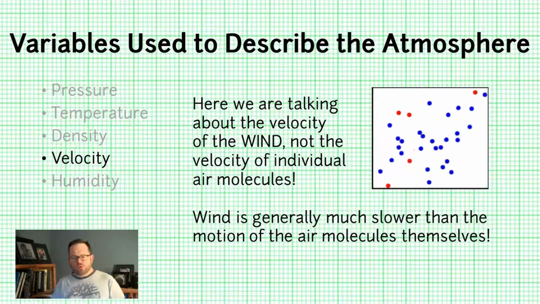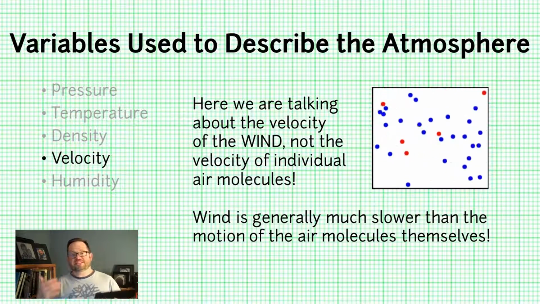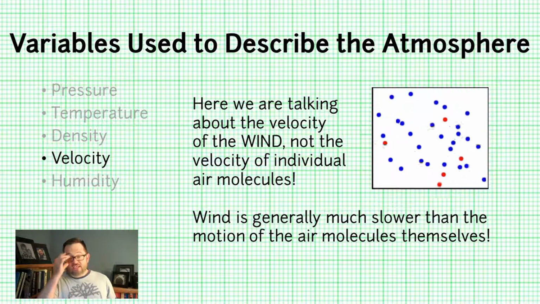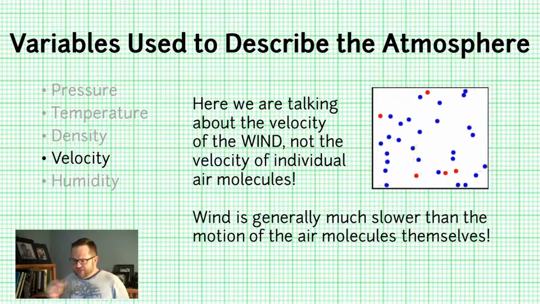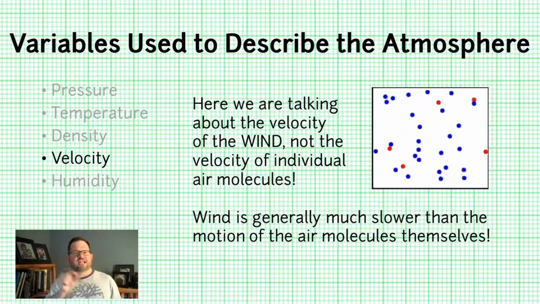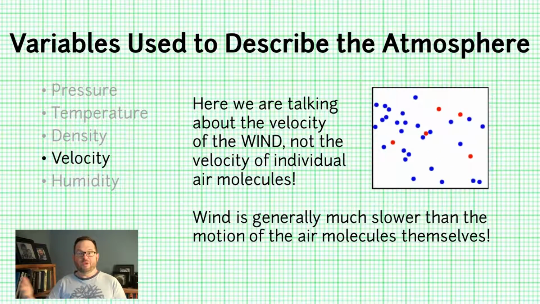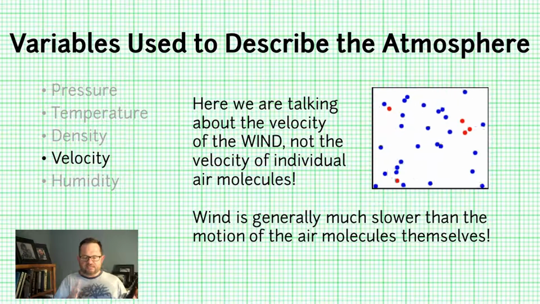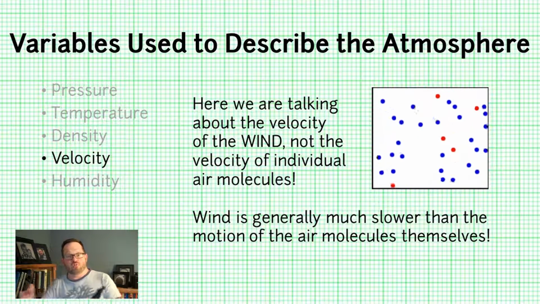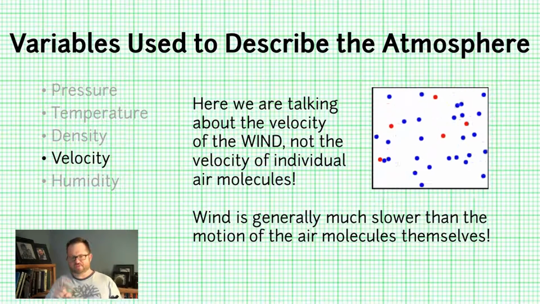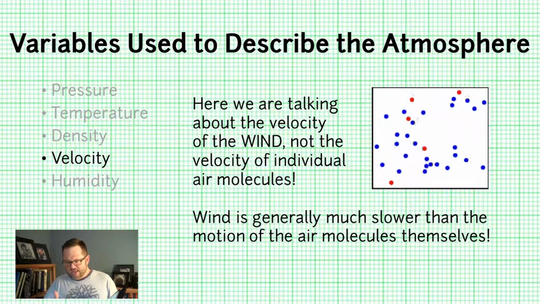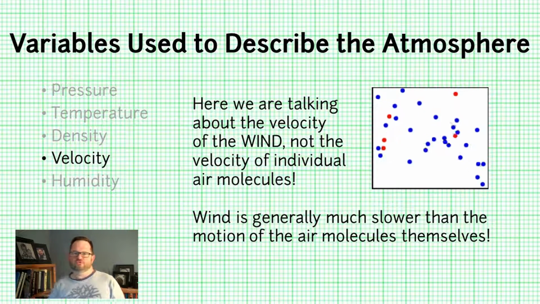Velocity. When we're talking about velocity, we mean the speed of the wind, not the speed of the individual molecules. The individual molecules, remember, are zipping along at like 1,100 miles per hour, but obviously the wind isn't moving that fast. Wind is the bulk movement of all the molecules. Each individual molecule is bumping around like crazy, but how is the group of molecules moving?